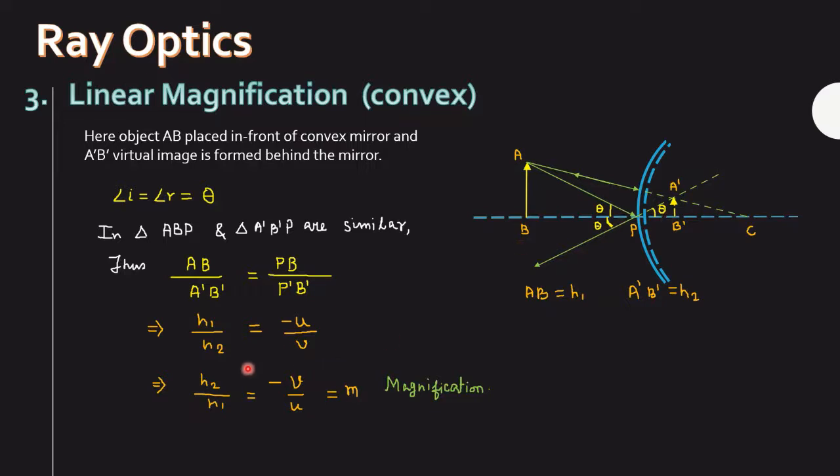And further, swapping the numerator and the denominator positions, we obtain h2 by h1 in the form of minus v by u, and thus we obtain the formula of magnification for the convex mirror.